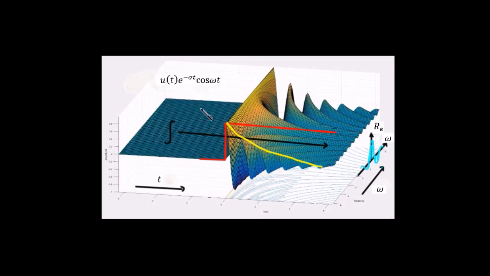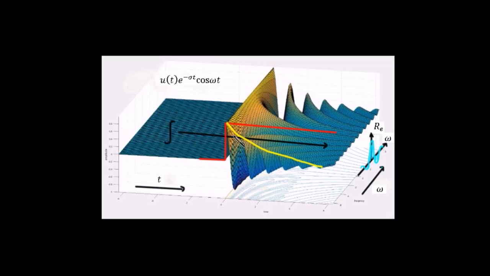So e to the minus sigma t is going to be an exponential decay like this. So we've picked one value of sigma, and that one value of sigma has created this yellow function here, which multiplies the red function, and then when we multiply these two together, the whole thing modulates this entire cos omega t surface. So you get this surface here.